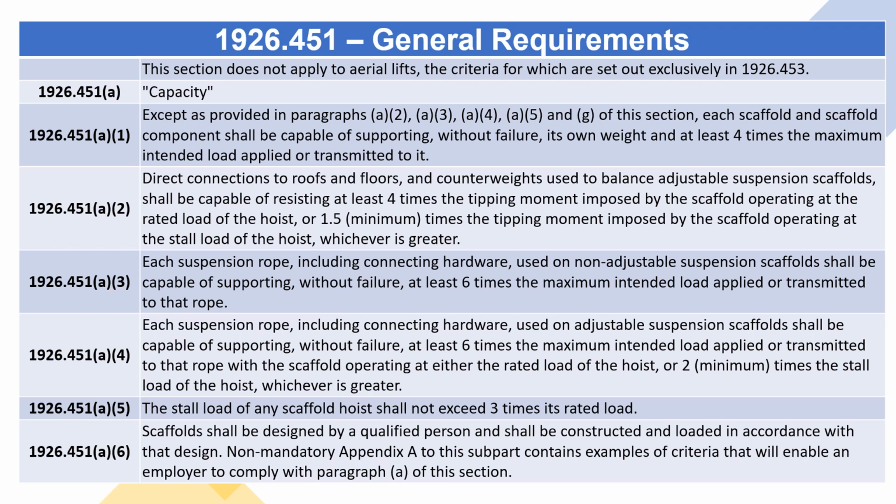1926.451(a)(5), the stall load of any scaffold hoist shall not exceed 3 times its rated load. 1926.451(a)(6), scaffolds shall be designed by a qualified person and shall be constructed and loaded in accordance with that design. Non-mandatory Appendix A to this subpart contains examples of criteria that will enable an employer to comply with paragraph (a) of this section.